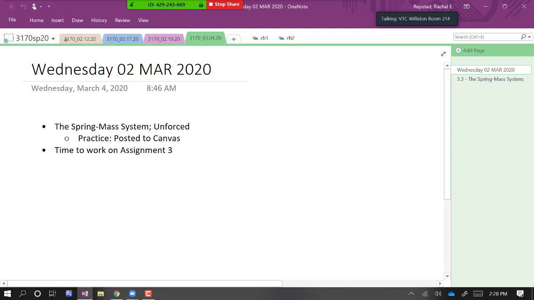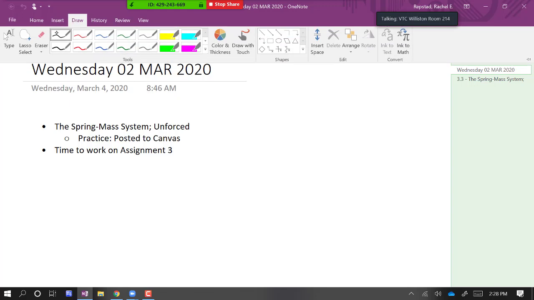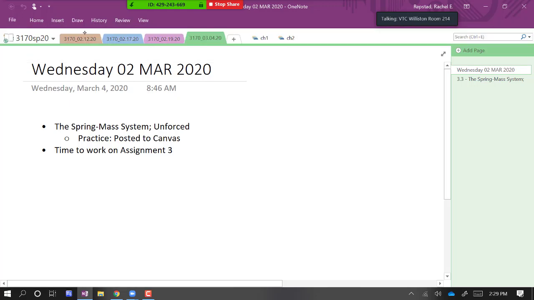So the plan for today, we're going to start looking at spring mass systems. We'll look specifically at the unforced situation today, and then next class we'll look at a forced spring mass system. It's just an application of these second order differential equations with constant coefficients. So the unforced systems will be homogeneous.